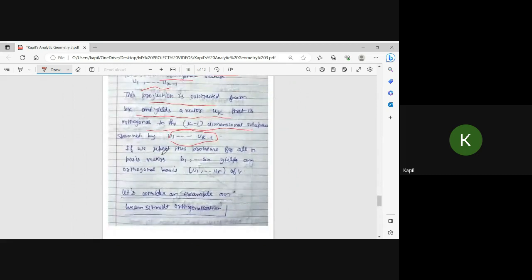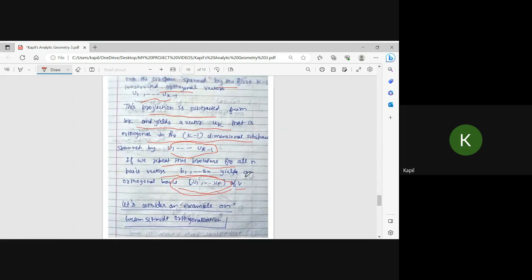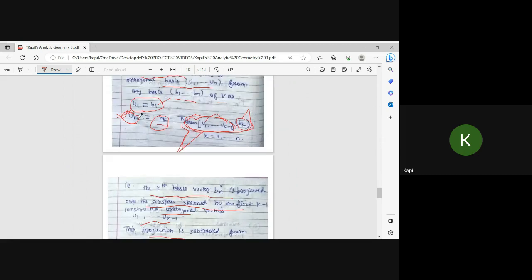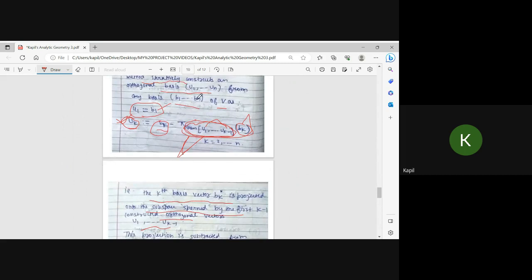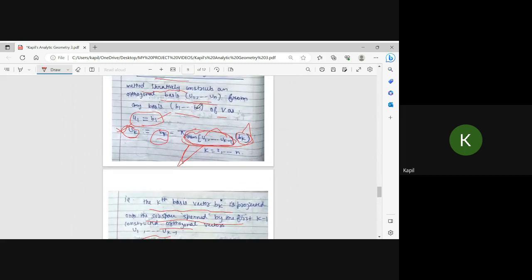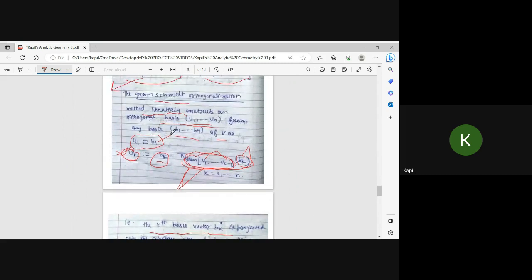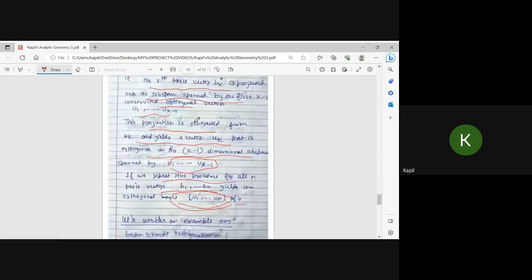And if we repeat this procedure for all the basis vectors b1 to bn, then we yield all the orthogonal basis vectors, that is u1 to un, of the vector space V. If we repeat this process of uk for k equal to 2, k equal to 3, and up to k equal to n, we are able to generate all the u1 to un that are the orthogonal basis for the basis vectors b1 to bn. So this is the Gram-Schmidt orthogonalization.